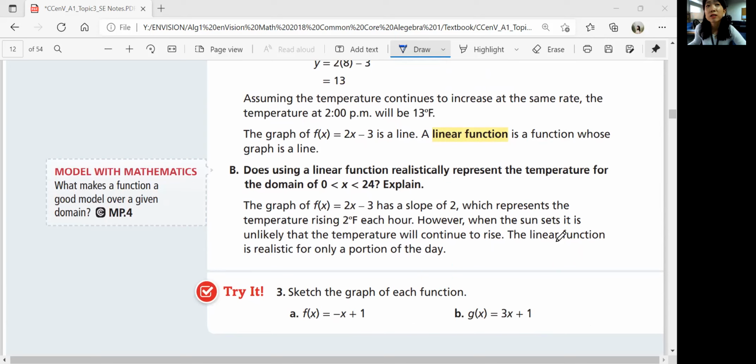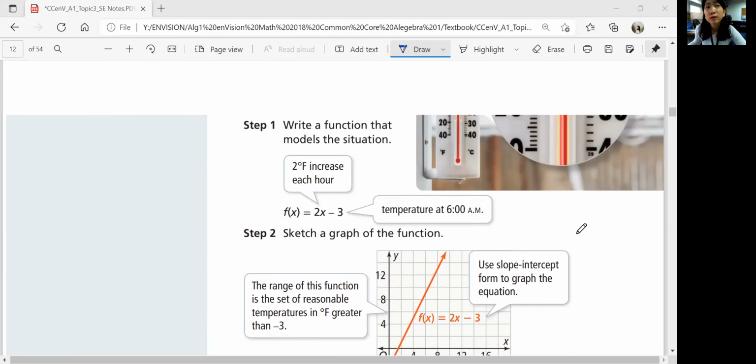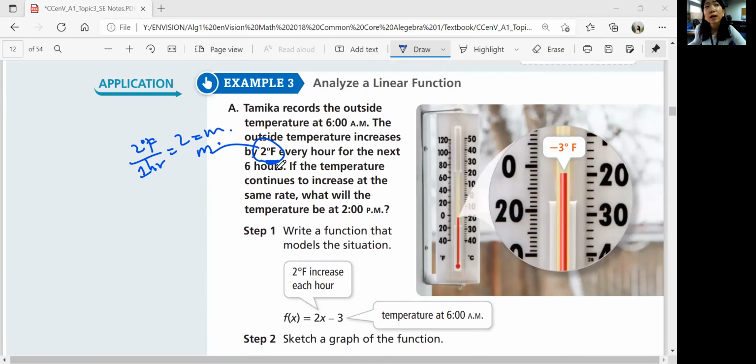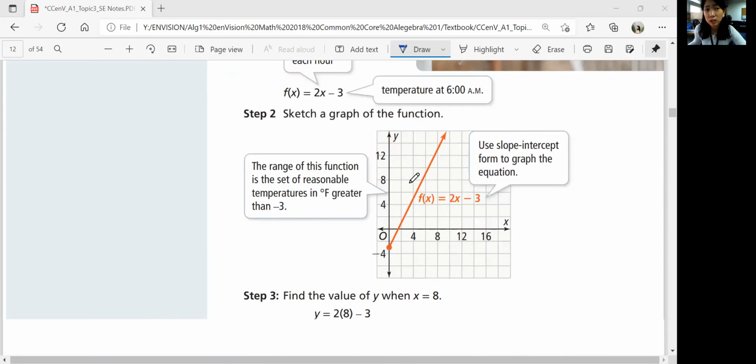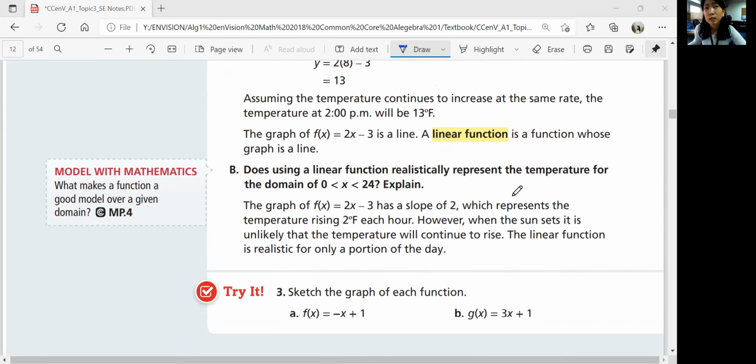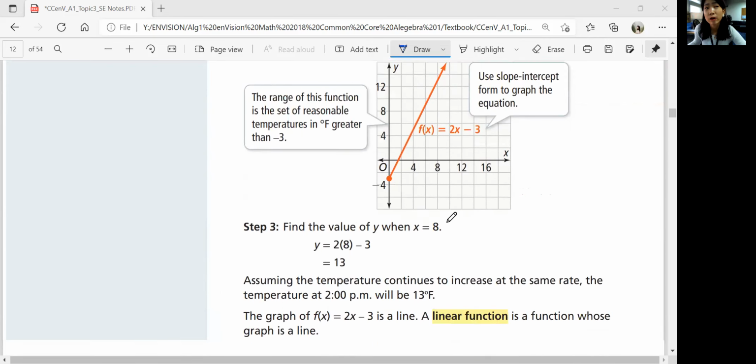This graph has a slope of 2, which represents the temperature rising 2 degrees Fahrenheit each hour. However, when the sun sets, it's unlikely that the temperature will continue to rise. So the linear function is realistic for only a portion of a day, specifically 6 hours, right? They said it increases 2 degrees Fahrenheit every hour for the next 6 hours. So after that, it's going to be different. It's not going to be the same linear function after that.